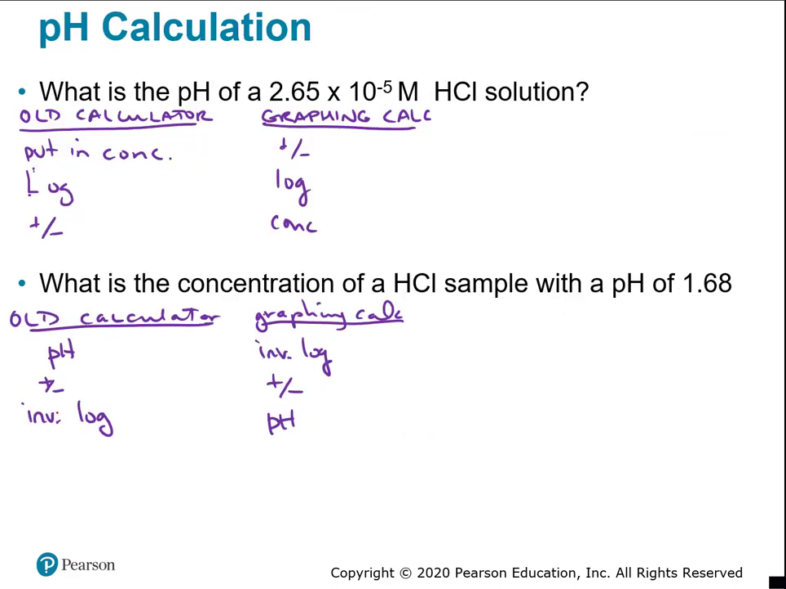All right, so let's do a couple of them. What is the pH of a hydrochloric acid solution that is 2.65 times 10 to the minus 5th molar? And we can practice a couple more of these next time. And if you get that one, what is the concentration of a hydrochloric acid sample with a pH of 1.68?